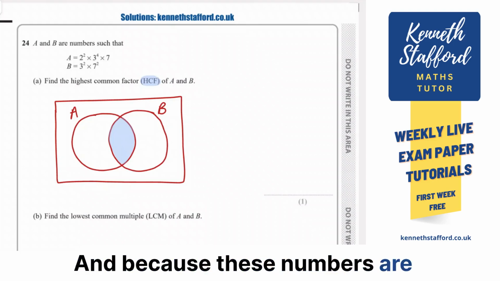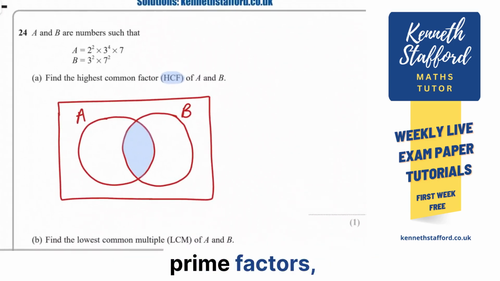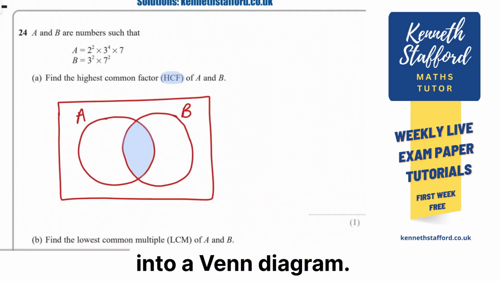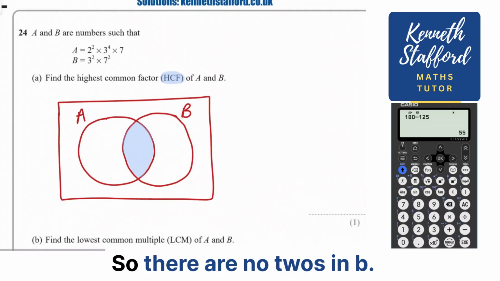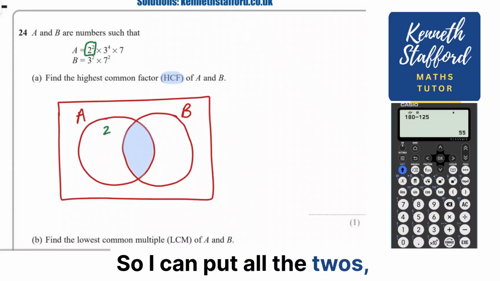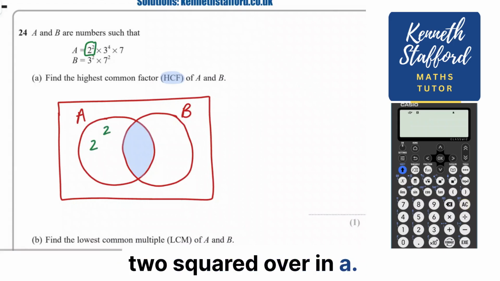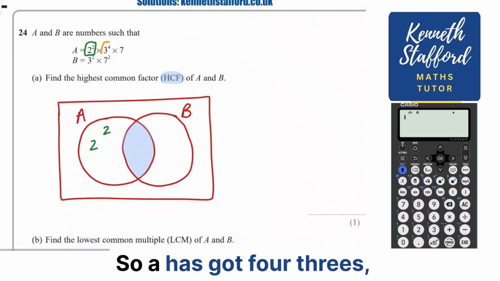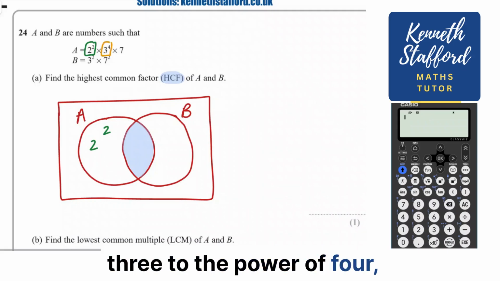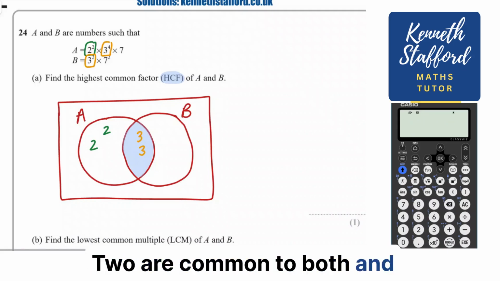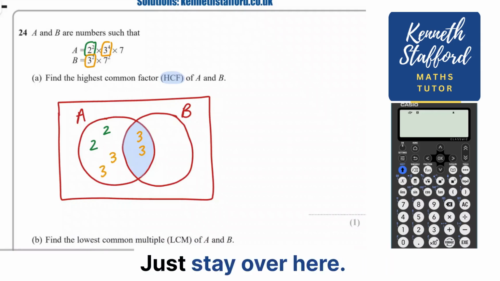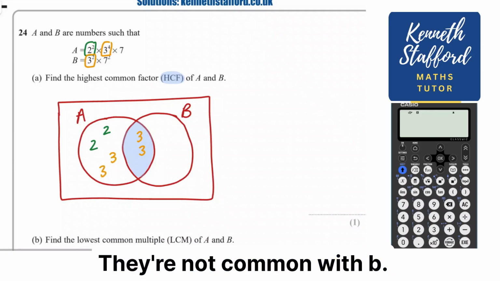And because these numbers are given to us as the product of prime factors, we can just put them straight into a Venn diagram. And we're looking for what's common to both. So there are no 2's in B, so I can put all the 2's, there's 2 of them, 2 squared over in A. There are 3's that are common to both. So A has got 4 3's, 3 to the power of 4, and B has got 2 3's. So I can put 2 in the middle, 2 are common to both. And the other 2 from A just stay over here. They're not common with B.